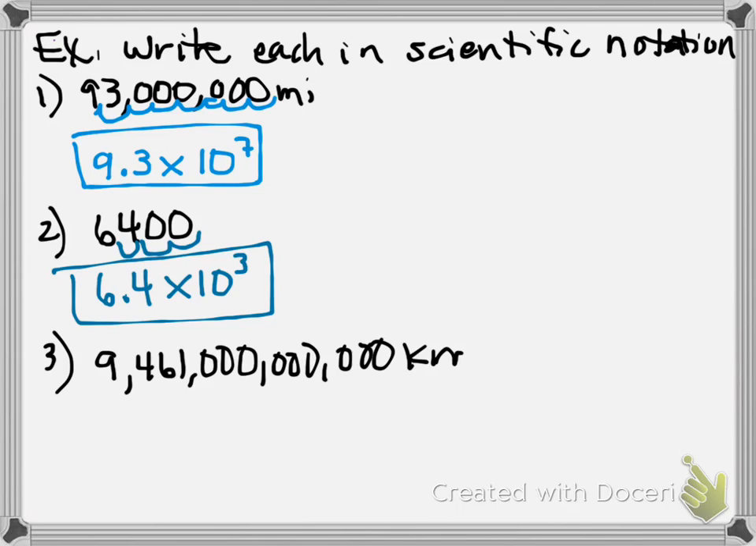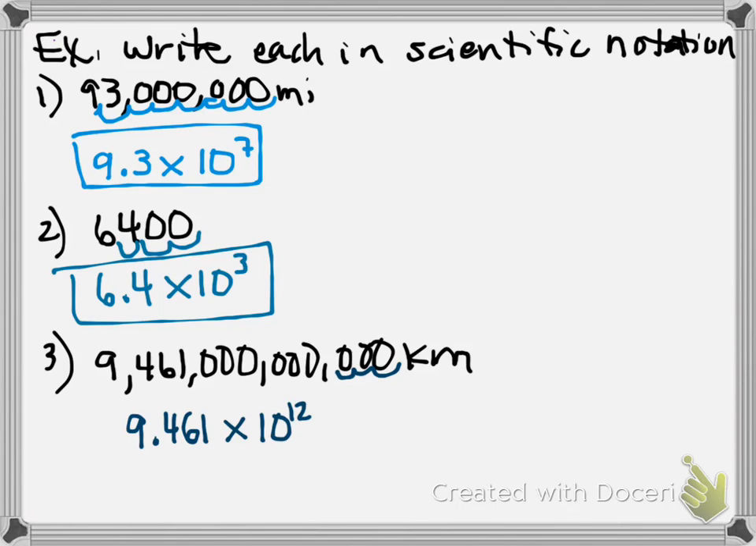9,461,000,000,000 kilometers. That's how far light can travel in 1 year. Okay? That's pretty amazing. Now, David, what would be the decimal part to this answer? 9.46. Notice that all the non-zero numbers stay. Okay? Now, Taylor W., what power of 10 is that? 12. Very good. Now, there's a couple ways to do it.